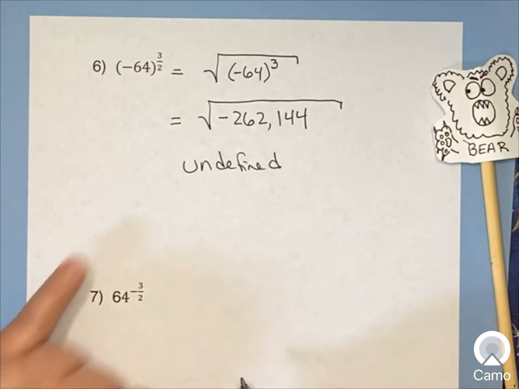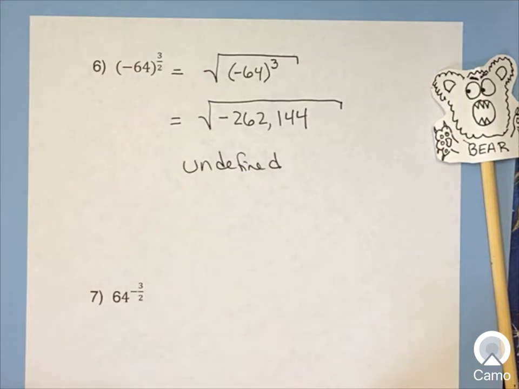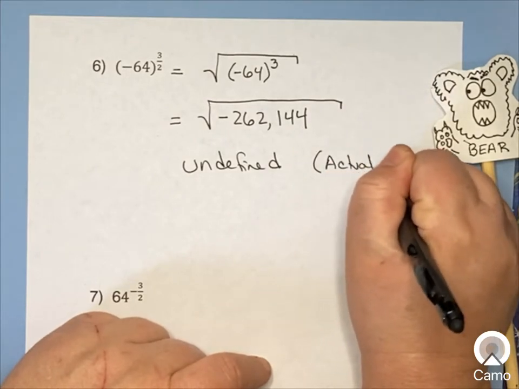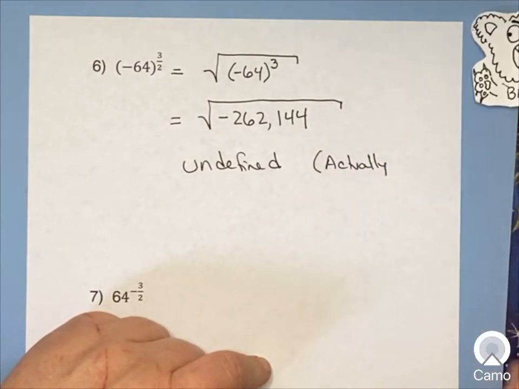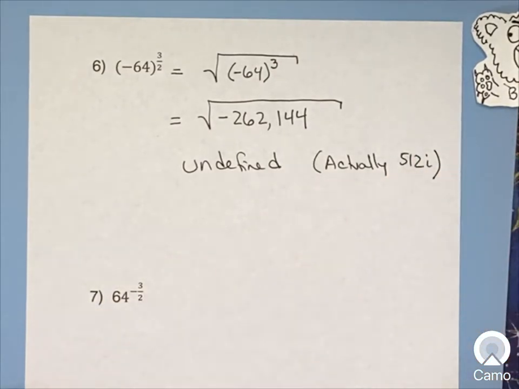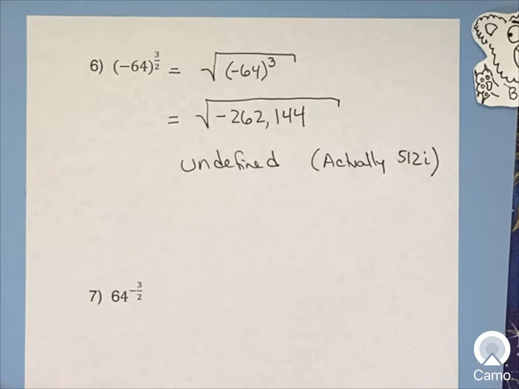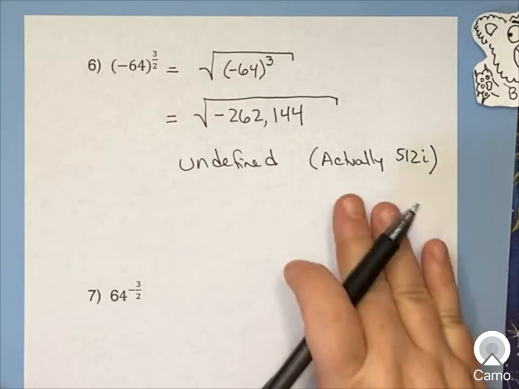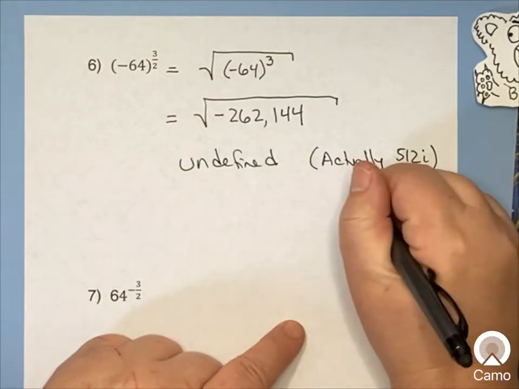But you may actually know that this is, let me remember, what is this going to be? This is actually going to be, hopefully I'm doing this correctly, I believe it's going to be 512i. Now, I know not everyone has studied imaginary numbers at this point, so if you're coming to this class without having any idea what the i is, don't worry about it. We're not going to do this in this class.